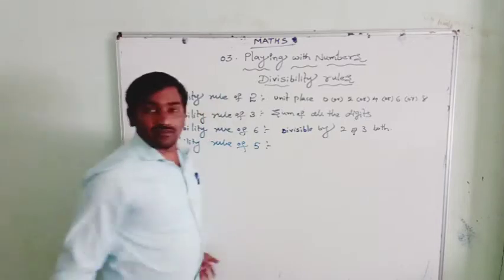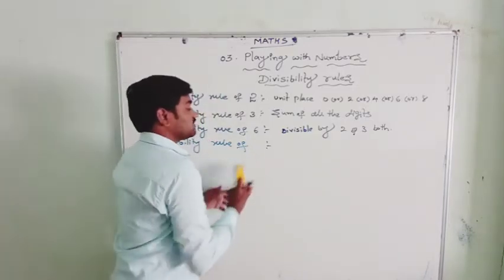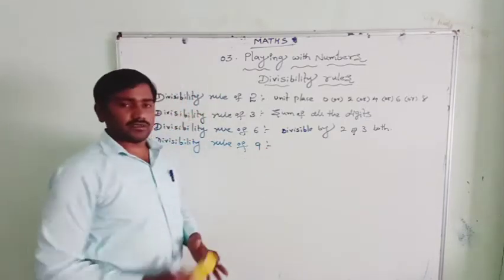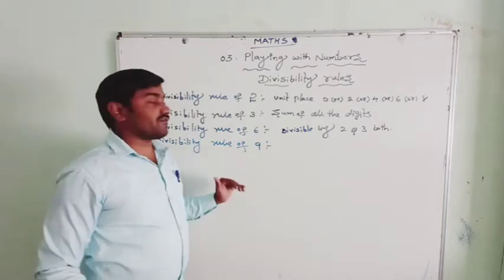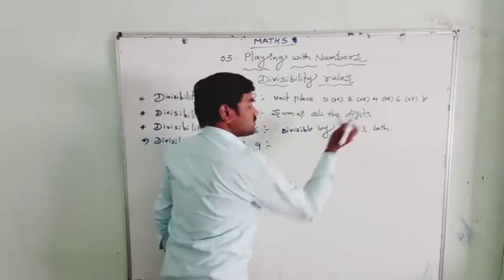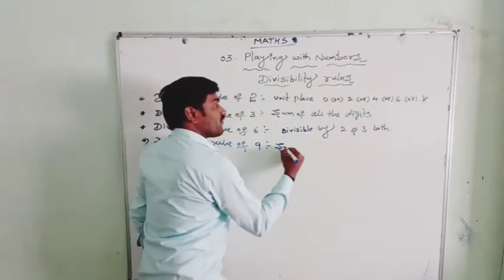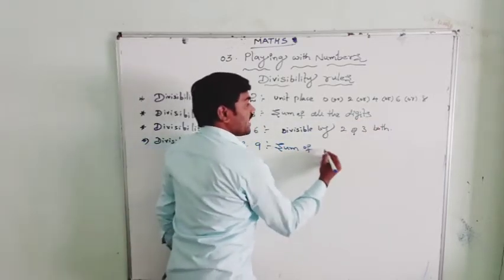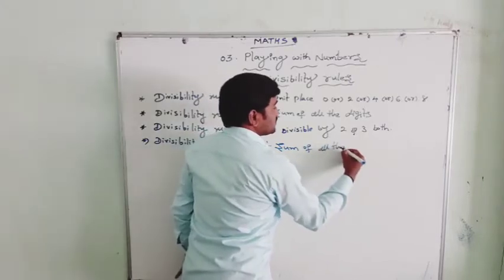or else we will learn one more divisibility rule, that is the divisibility rule of 9. Simple. Why am I taking the divisibility rule of 9 here? Because the divisibility rule of 3 we know, that is the sum of all the digits. Here also it is the same, the sum of all the digits.